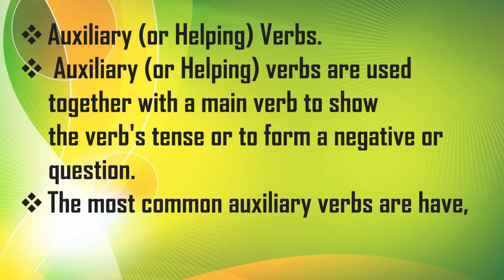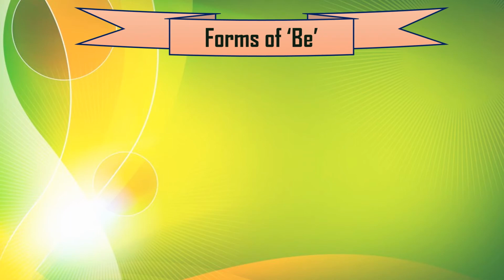And the most common auxiliary verbs are have, be and do. As we have seen earlier, forms of be, forms of do and forms of have. So first we will start with forms of be. We have already learned these forms of be. Now we will put them in a sentence and we will learn how the auxiliary verb comes in the sentence and stands alone and it gives the meaning to that sentence.